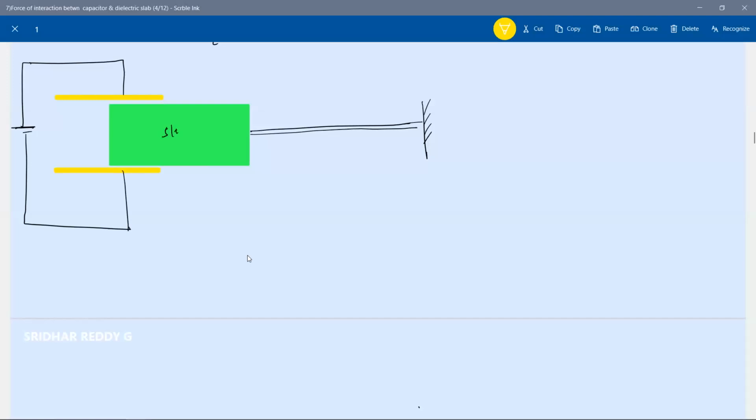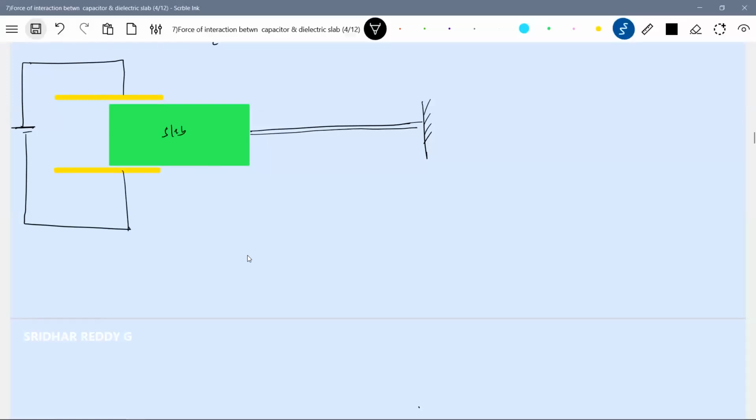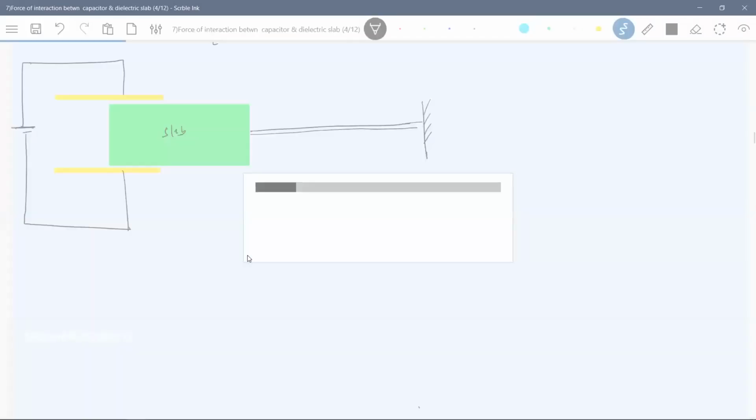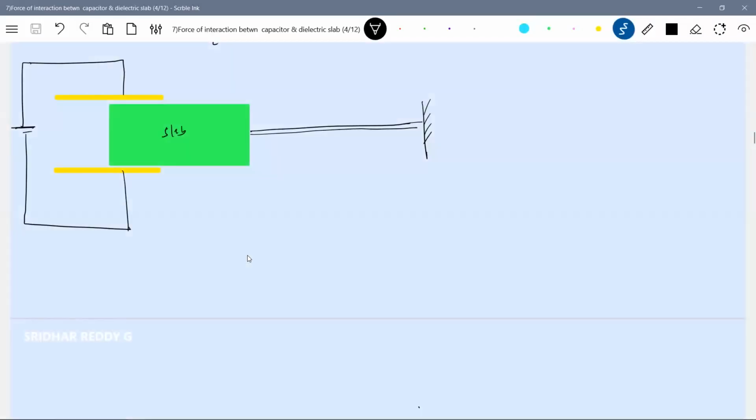Okay, this is the slab. Three loops are set up in this one. Let lambda, or mu, be the mass per unit length of this. Let L be the length of the rope, and mu be the mass per unit length.